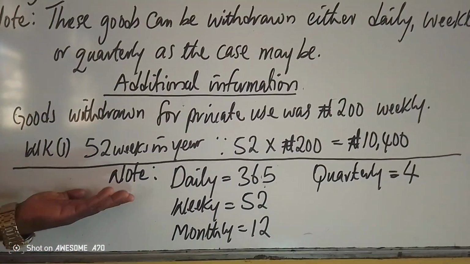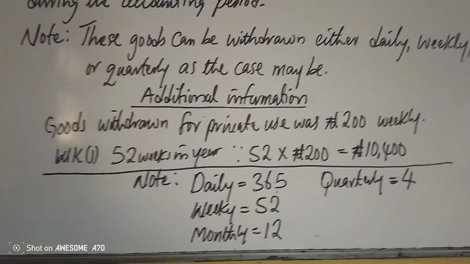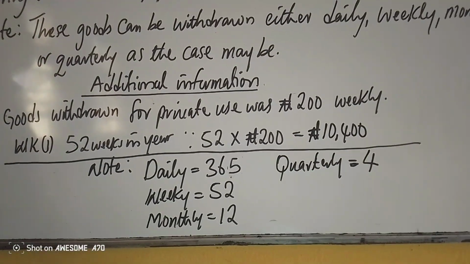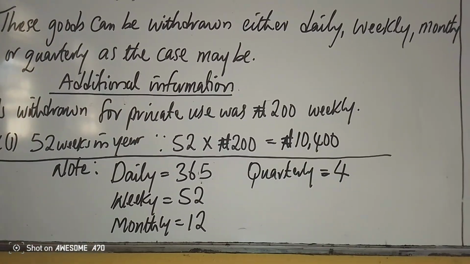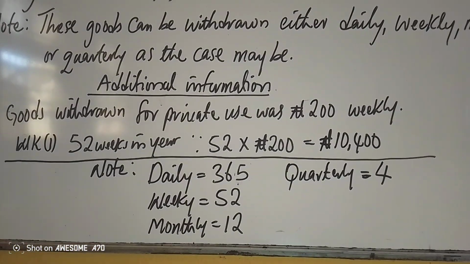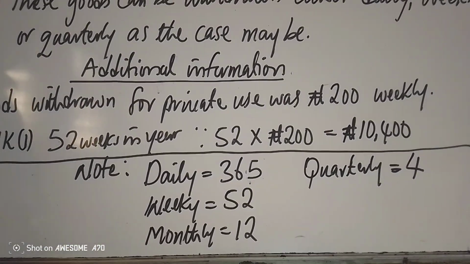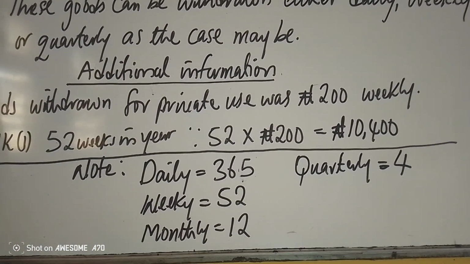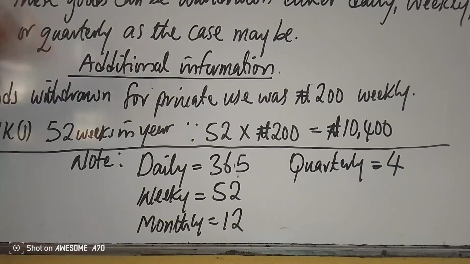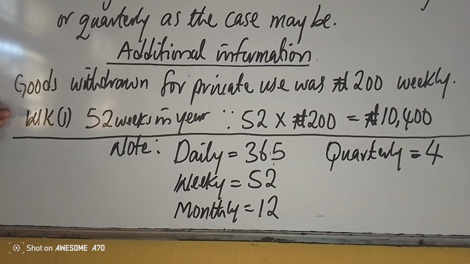I just want to remind you quickly of the scenarios you should have in mind. If the question mentions goods withdrawn daily, you must know the number of days in a year, which is 365 days. So you multiply the value of the goods taken daily by the number of days in a year to get the goods withdrawn value. It can be weekly, which is 52 weeks. A year, or accounting period, is made up of 52 weeks, so in that case you multiply by 52, as done in my illustration.